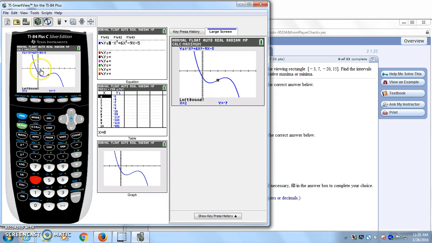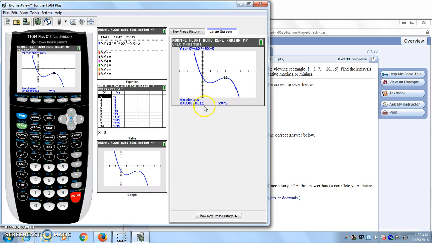Now it wants me to locate a little area where I think it is, because it's possible that our graph has several maximums on it and it can only find one at a time. So it wants me to tell it an area that's to the left of where I think it is. And the best way to do that is to actually find where you think it is. So if I think this is the maximum, to find a left bound, just hit the left button a couple times, and that will be my left bound. And for a right bound, go to the right of it. And then for a guess, just go back to where about you think it is.